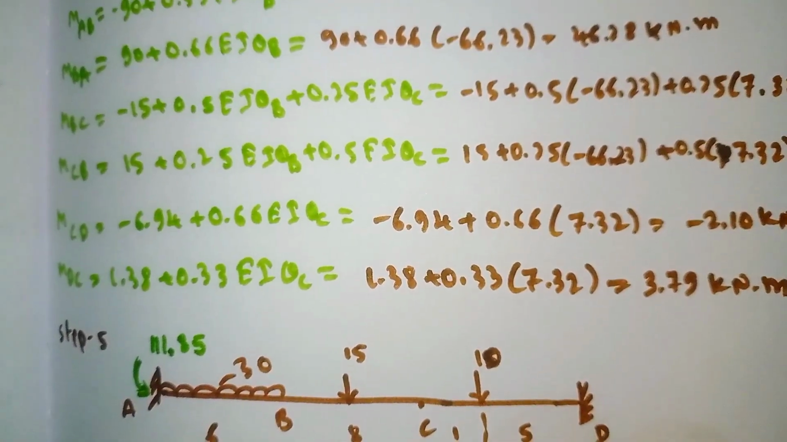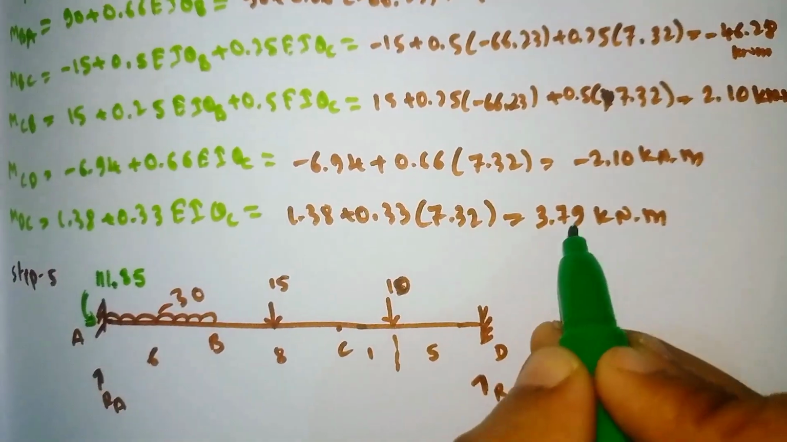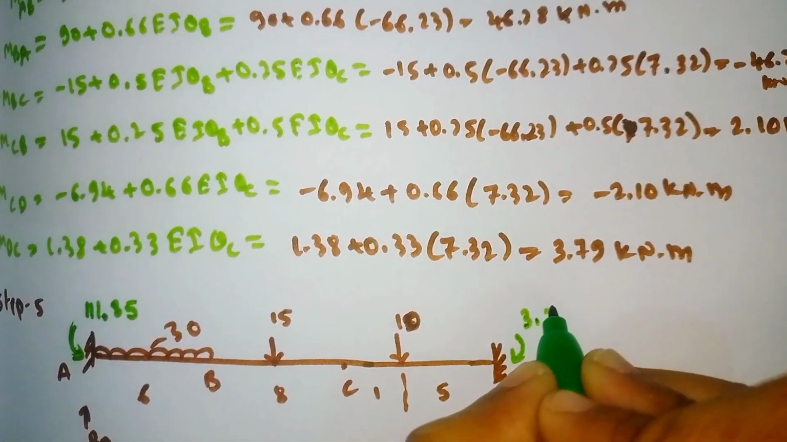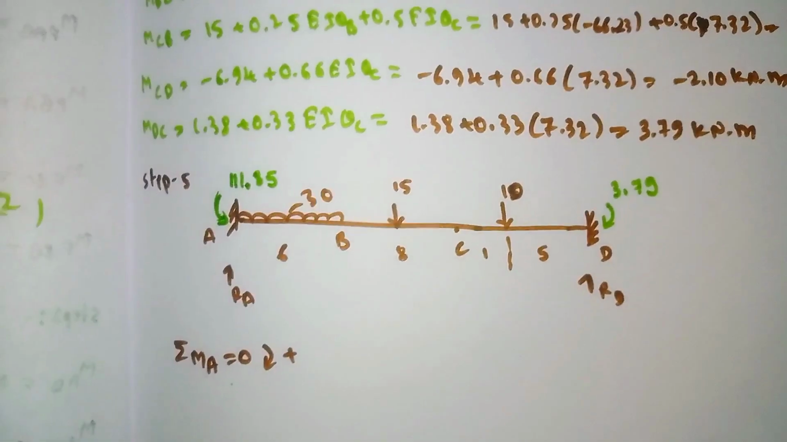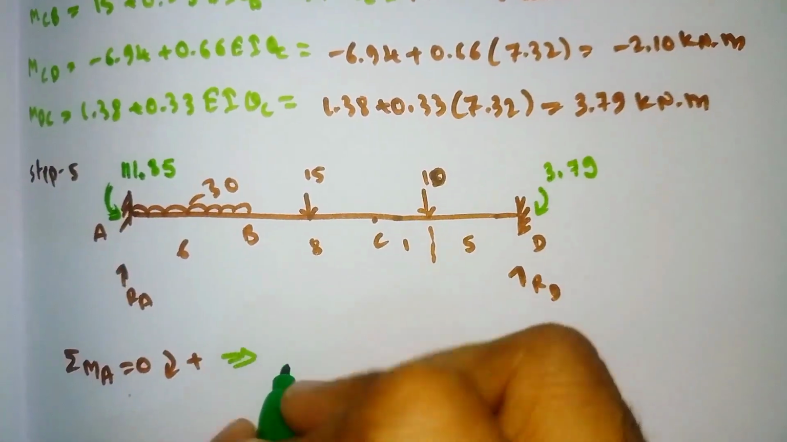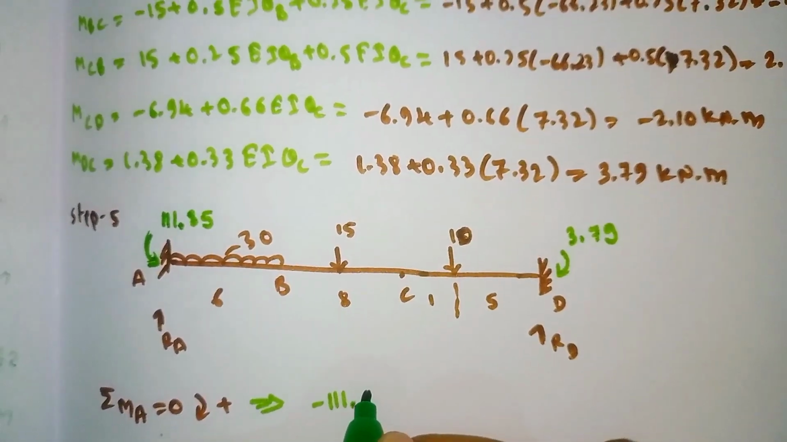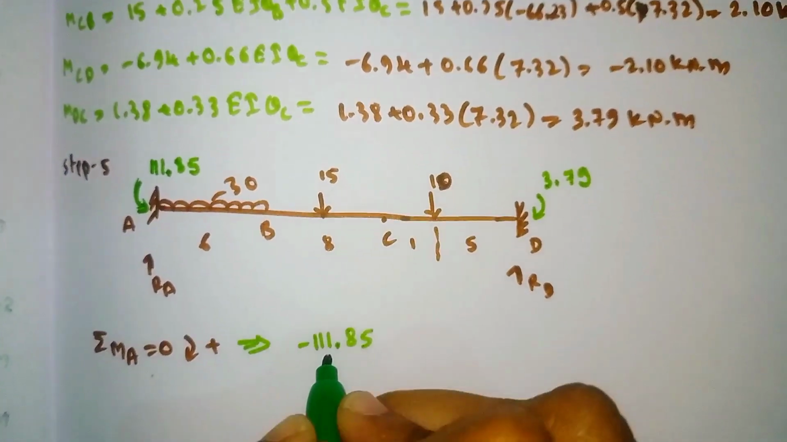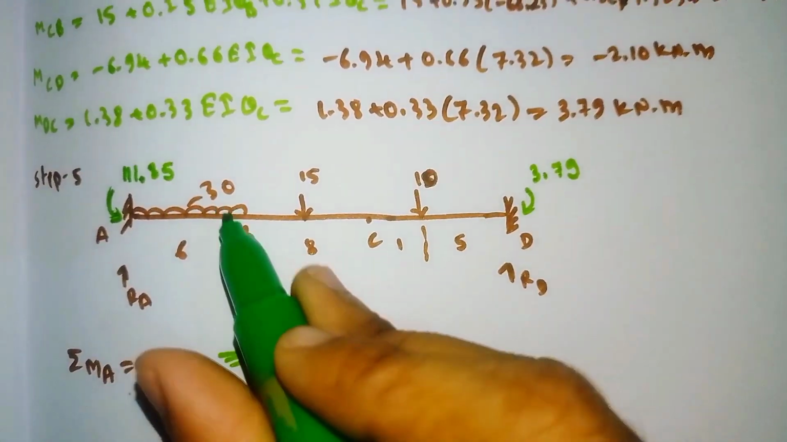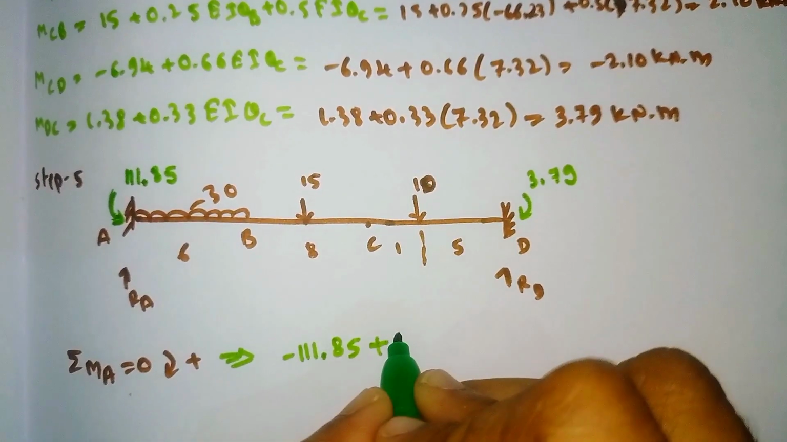For DC we have the value 3.79. It is positive, so it is moving clockwise, 3.79. Then the 311.85 is anti-clockwise, so minus 311.85. Here the UDL is acting clockwise.